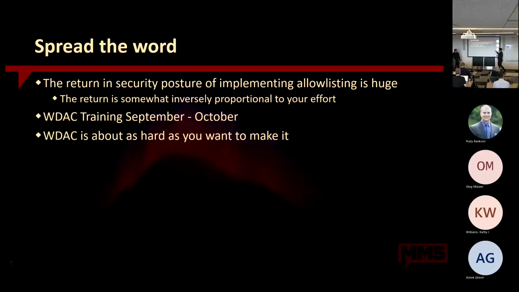And as I hope we've shown you, WDAC is about as hard as you make it when compared to AppLocker, because I can mimic AppLocker quite well. Right? There's an impact every time you try to move more toward an allowlist model. And the question is, where do you want to stop? What are your goals and where do you want to stop?